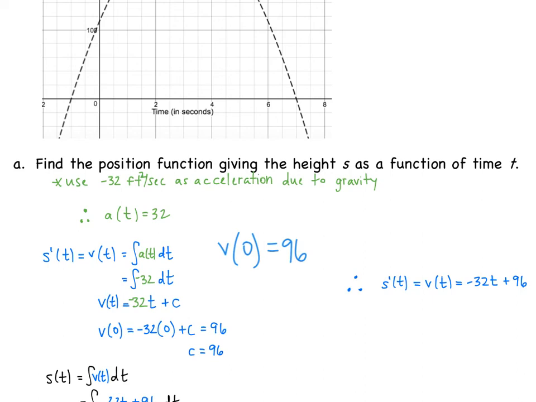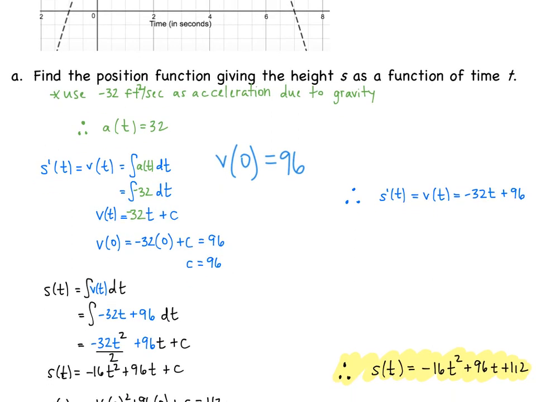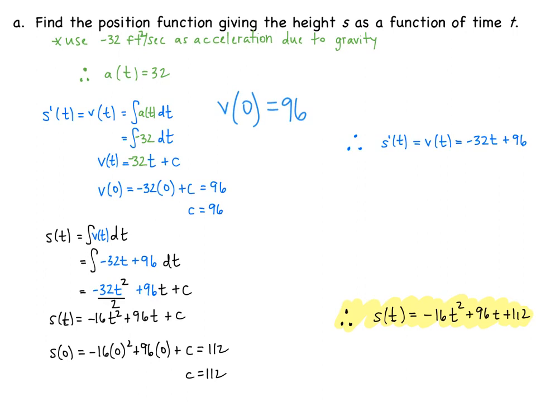Okay, so now we've got velocity. Now we can find our position function by doing the same thing to the velocity. So we take the integral of our velocity, and when we do that, we get negative 16t squared plus 96t plus c.